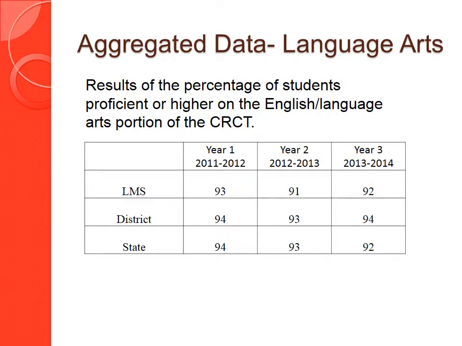Now, the first part of aggregated data that we're going to look at is the language arts portion of the CRCT test. And we're going to look primarily at students that were proficient or higher on this portion of the test. In the left-hand column of this table, you're going to notice it's broken up by our school, our district, which is Catoosa County, and then the state. And this, of course, is broken up into 3 years.